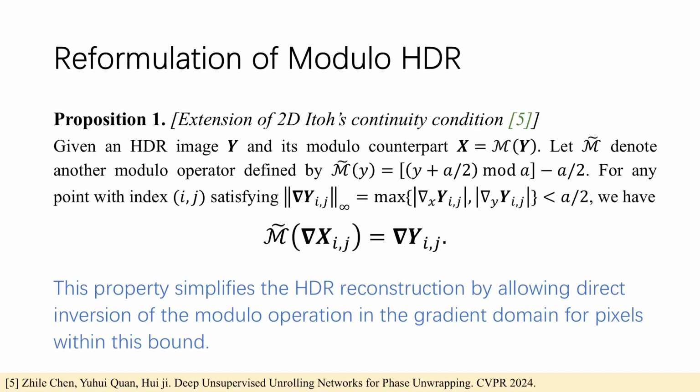We reformulated the modulo HDR in the gradient domain using our minor modifications of the 2D extended IDO's continuity condition. The resulting Proposition 1 states that if the pixel's gradient in the HDR image is less than half of A, the modulo wrapped gradient of a pixel in the modulo image equals the one in the HDR image. This proposition allows direct modulo inversion in the gradient domain for pixels within this bound. For outliers, the property of their sparse structure can be exploited to identify and exclude their impact on reconstruction.